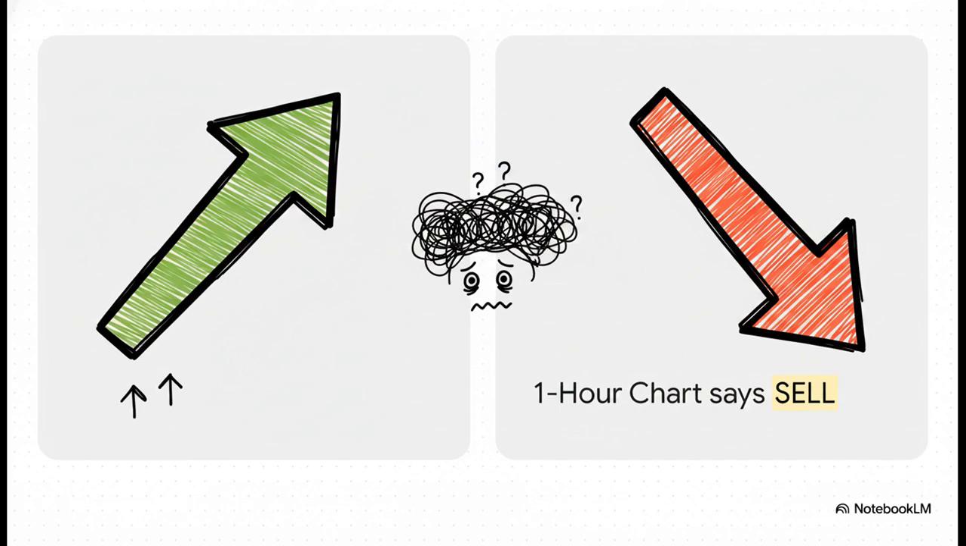Picture this. You see a setup on the 30-minute time frame, and it is literally screaming at you to buy. But then you glance over at your 1-hour chart, and it's telling you to sell. I mean, what do you even do with that? This conflicting information just causes total analysis paralysis. You end up freezing right when you should be making a confident move.